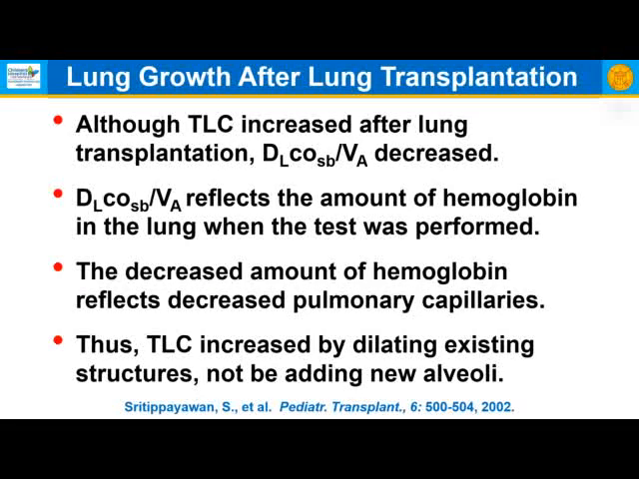So although total lung capacity increases after lung transplant, the DL over VA decreased. DL over VA reflects the amount of hemoglobin in the lung when the test is done. The decreased amount of hemoglobin reflects decreased pulmonary capillaries. These were not anemic patients, by the way. And thus, TLC increased by dilating existing structures, not by adding new alveoli. So a clever use of the single breath diffusing capacity to answer this question.